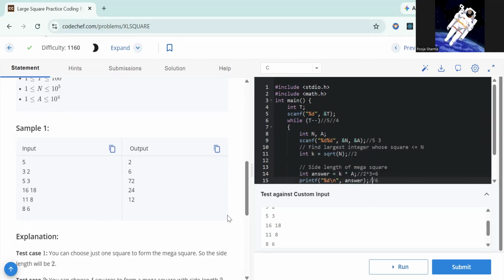In the same way, all other parameters will be done, 16 and 18. It will do the square root of this and multiply, and it will give you the result. The only thing you need to do is find the largest integer. How can you find it? Since a square is k into k, the value of k is the square root of n. That's why the value of k will become this. Okay, thank you so much.